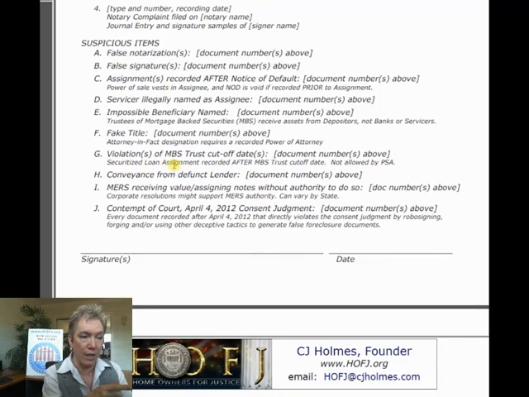So any securitized loan assignment after the trust cutoff date is illegal. It's not allowed by the PSA. And I'm trying to get the standard quotes out of a pooling and servicing agreement to include. I don't have that yet.